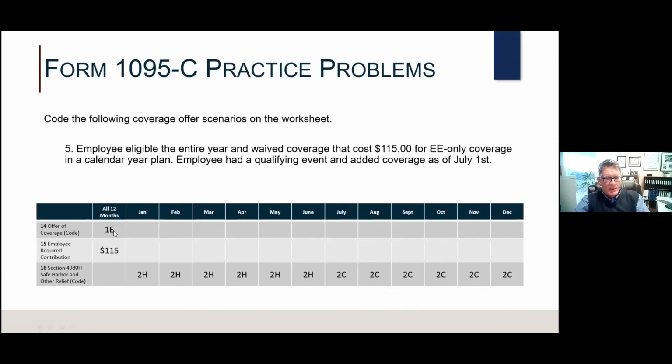So this employee is offered coverage. It costs $115, but they waived coverage, and the employer is demonstrating to the IRS that the employee waived coverage. However, our coverage offer was affordable because it met the rate of pay affordability safe harbor. That's why you use code 2H here. Then in July, the condition changes, the employee enrolls, and I think we all now know that 2C means the employee is enrolled in coverage.